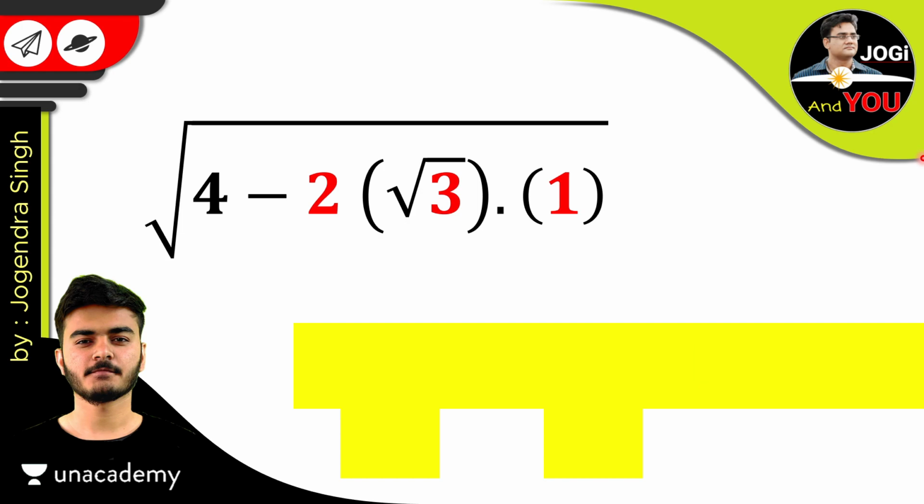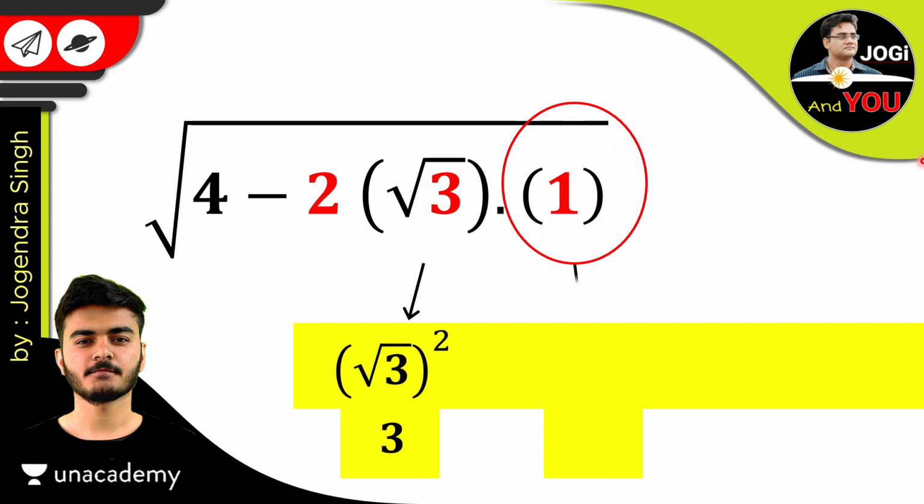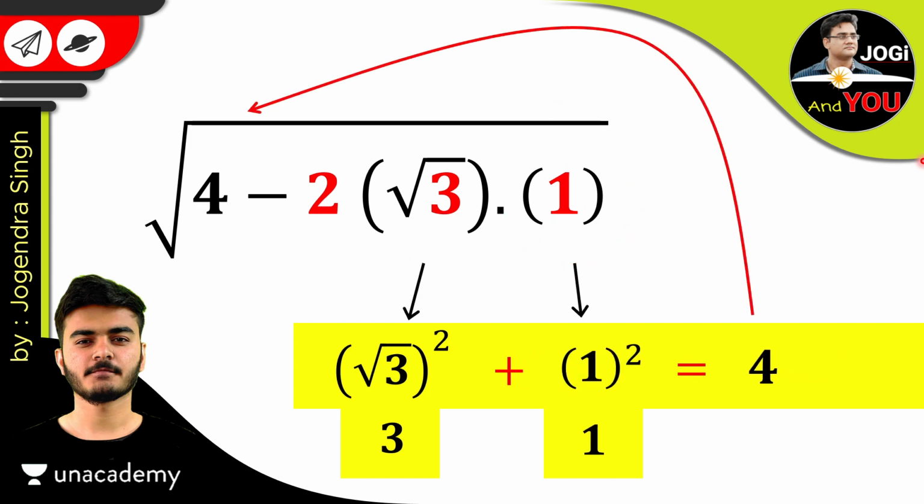But how will we know how to take the breakthrough of factorization? We have a trick for that also, and the trick is that for the pair we got after factorization, root 3 multiplied by 1, the sum of the squares of these numbers should be 4. So let's see how it works. The square of root 3 is 3 and the square of 1 is 1. If we do the sum of both these, we get 4 as per our trick. I mean the sum of the squares of both these numbers is 4. So the factors we chose are right.